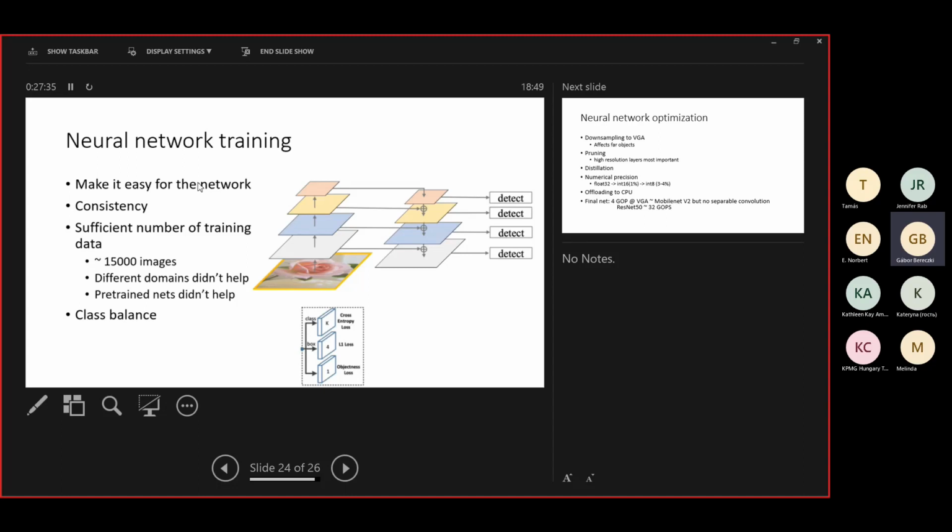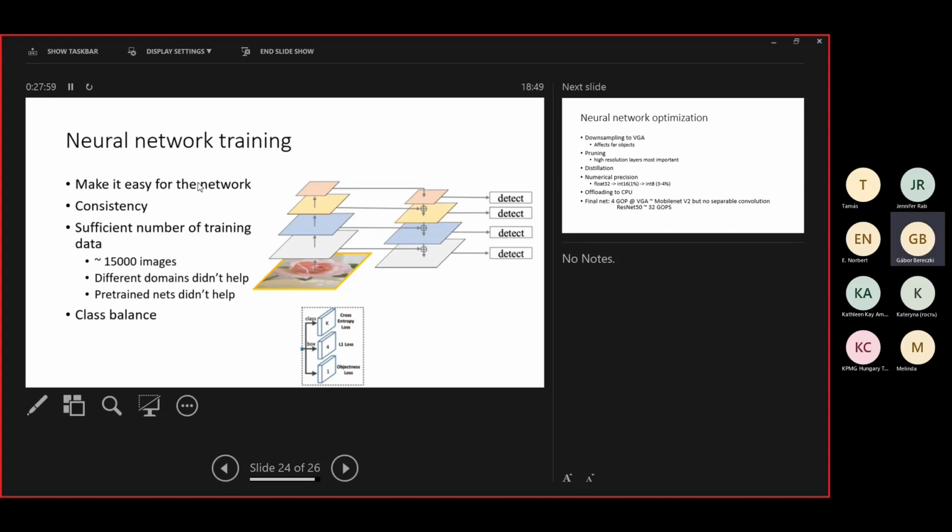We tried mixing in different domains. We tried to use simulators. This didn't really help. We also tried to use pre-trained networks that can be downloaded from the net, but that also didn't really help. What is important in training a neural network? Consistency is very important. It's the same as raising children. You have to be very consistent.